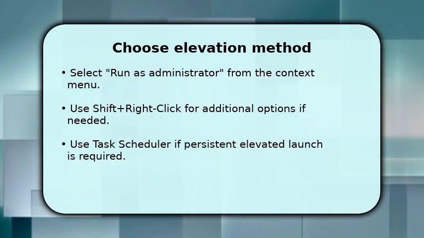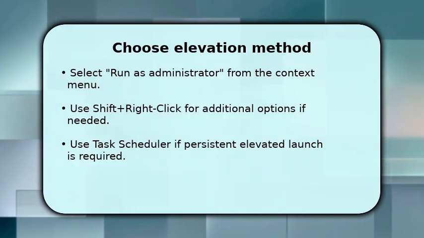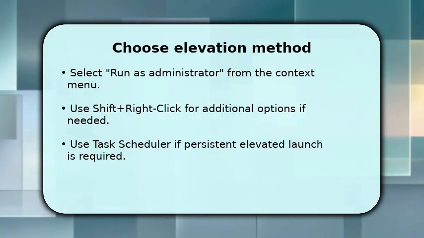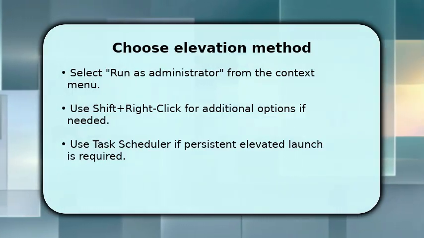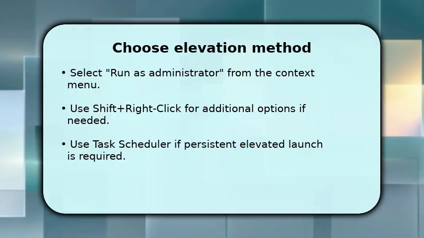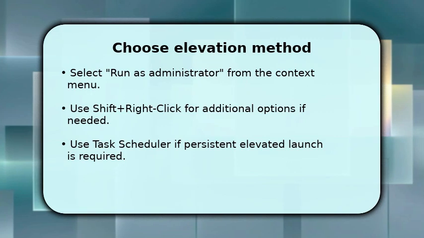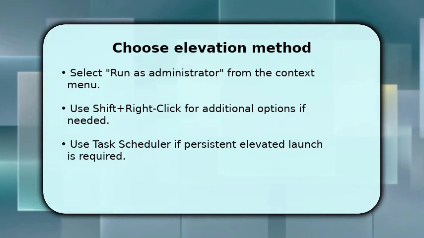Make sure to use Shift plus right-click if Run as administrator is missing, which reveals extra context options. If you need the file to always run elevated, create a task in Task Scheduler and configure it to run with highest privileges. That avoids repeated UAC prompts and preserves security.